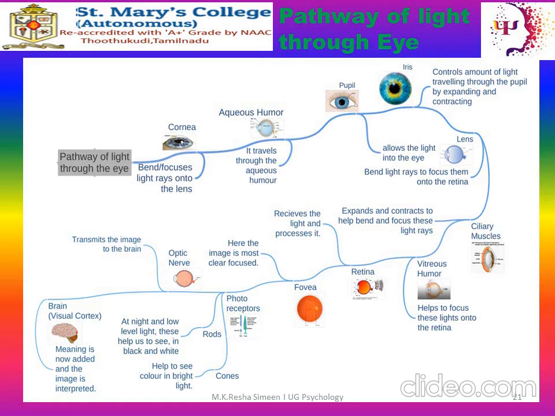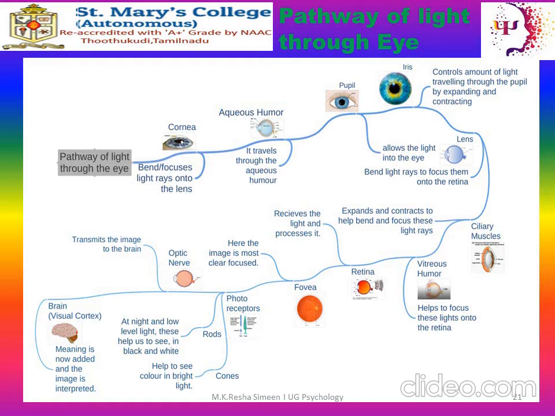The lens bends light rays to focus them onto the retina. The ciliary muscle expands and contracts to help bend and focus these light rays. The vitreous humor helps to focus this light onto the retina. The retina receives the light and processes it. Fovea. Here the image is most clearly focused.